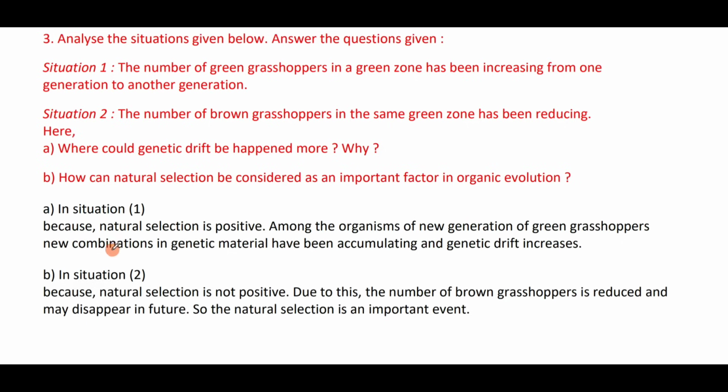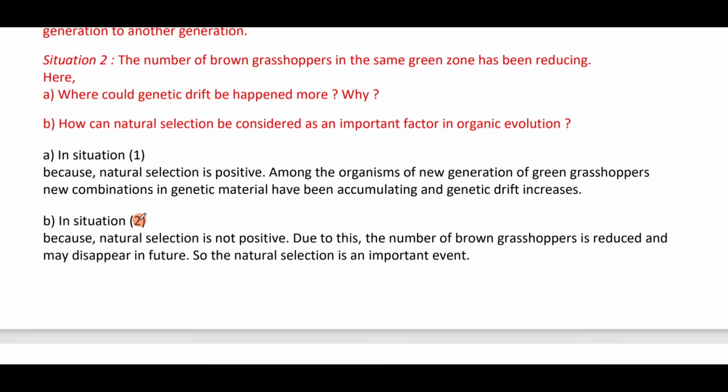Among green grasshoppers, new genetic combinations may have been accumulating and genetic drift increases. In situation 2, the number of brown grasshoppers in the same green zone has been reducing because natural selection is not in their favour. Due to this, the number of brown grasshoppers is reduced and may disappear in future, so natural selection is an important event.